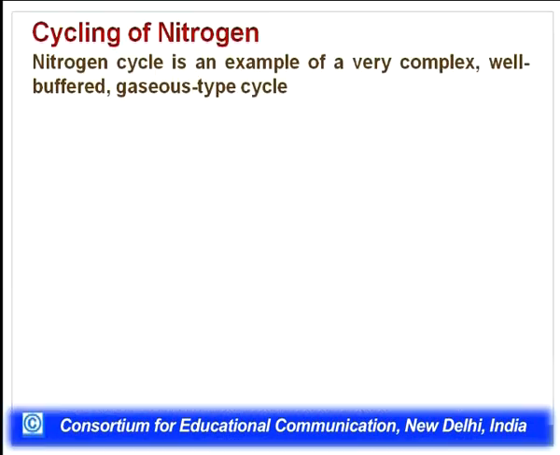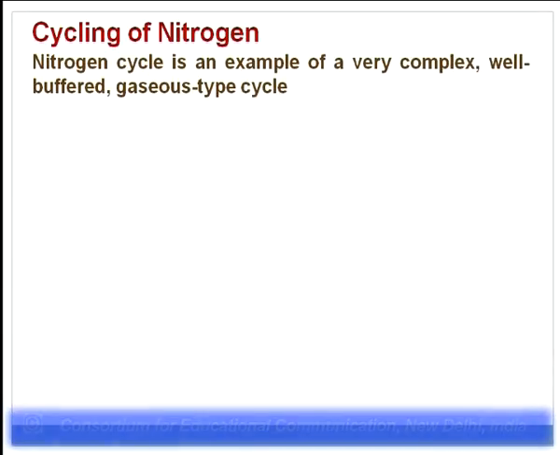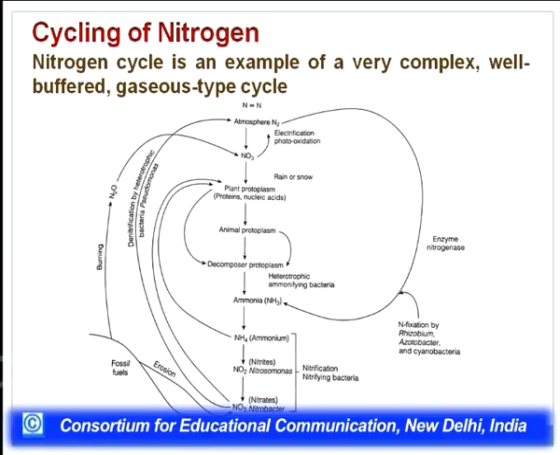Now, the nitrogen cycle is a very important example and is an example of a very complex, well buffered, gaseous type of cycle. So let's understand how this nitrogen cycle looks. Because the source of the nitrogen, or the nutrient pool, is basically the atmosphere, it is termed a gaseous type of cycle, and it is a complex cycle. As you can see, many different parts are involved in here.